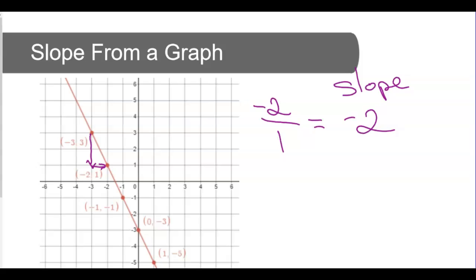Some people wonder, well, what if I choose different points and instead of going from the left to the right, I go right to the left? So let's start here at (1, -5) and (0, -3). Well, to go from (1, -5) to (0, -3), I go up 2. So that's a positive 2. But then I move to the left 1. That's a negative 1. That's still equal to -2. And again, we have a straight line here, so it doesn't matter which 2 points we choose, we have the same slope.